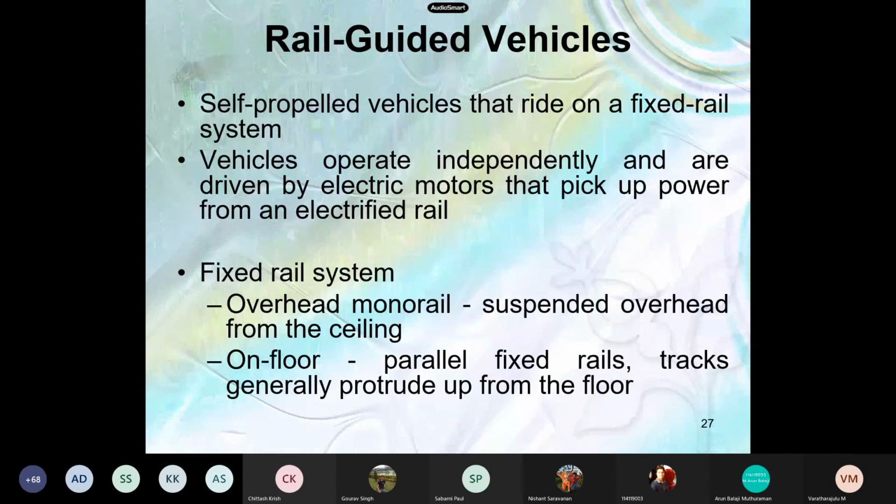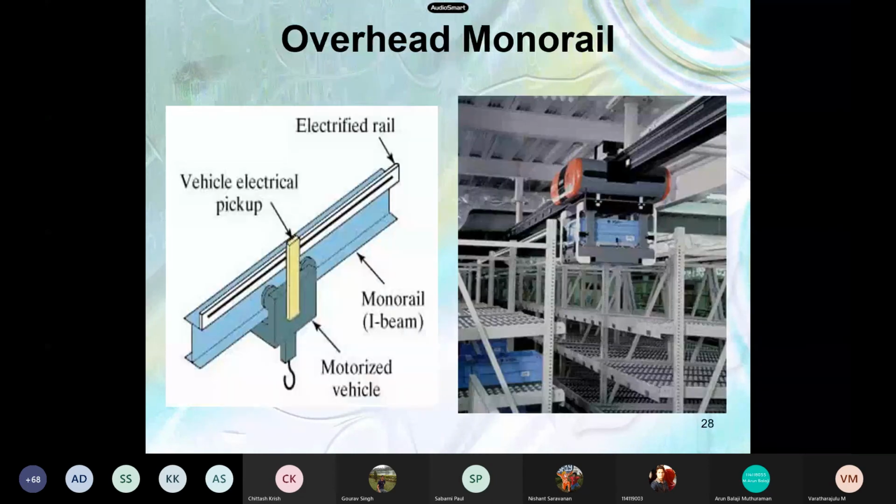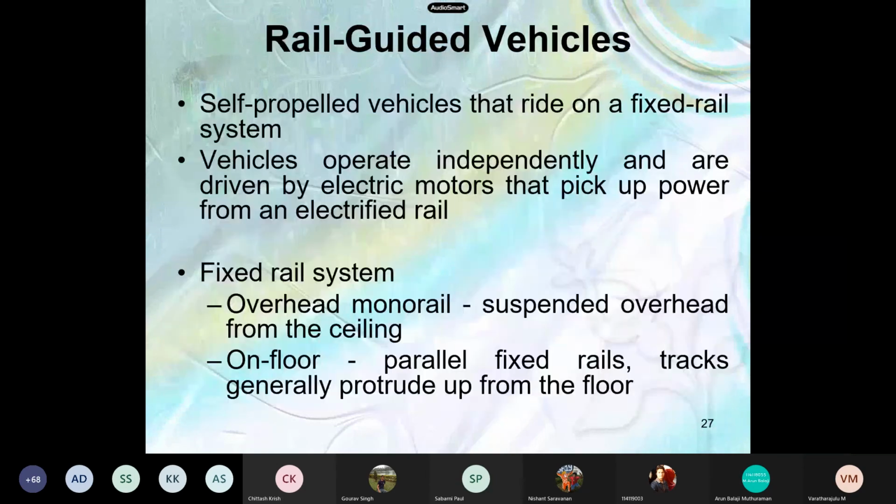And see, the rail guided vehicles, it has the motorized vehicle. It usually runs over the I beams. Vehicle electrical pickup. See here, the electrified rails, in order to handle very huge weights. In industries, we are preferring these overhead monorails.